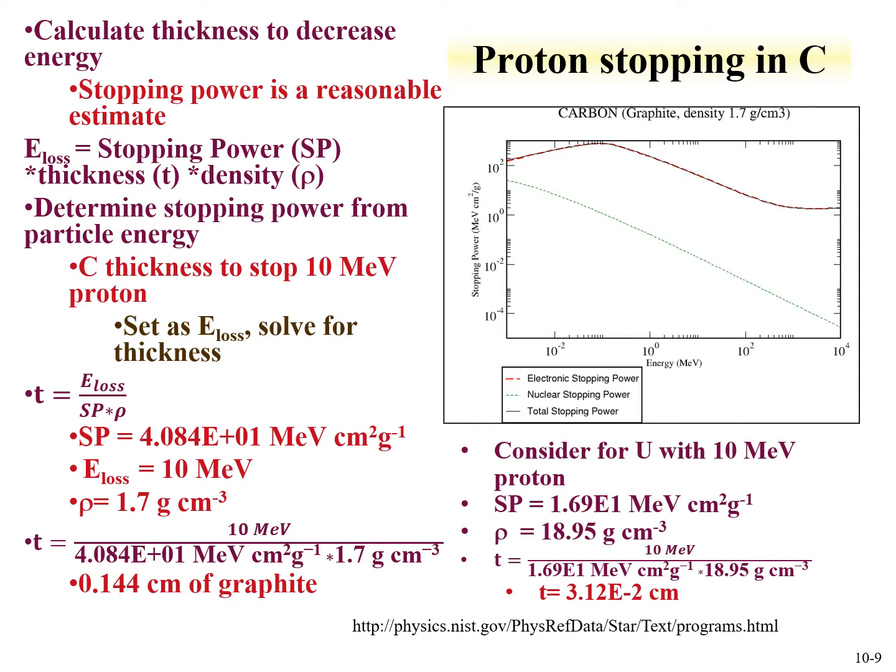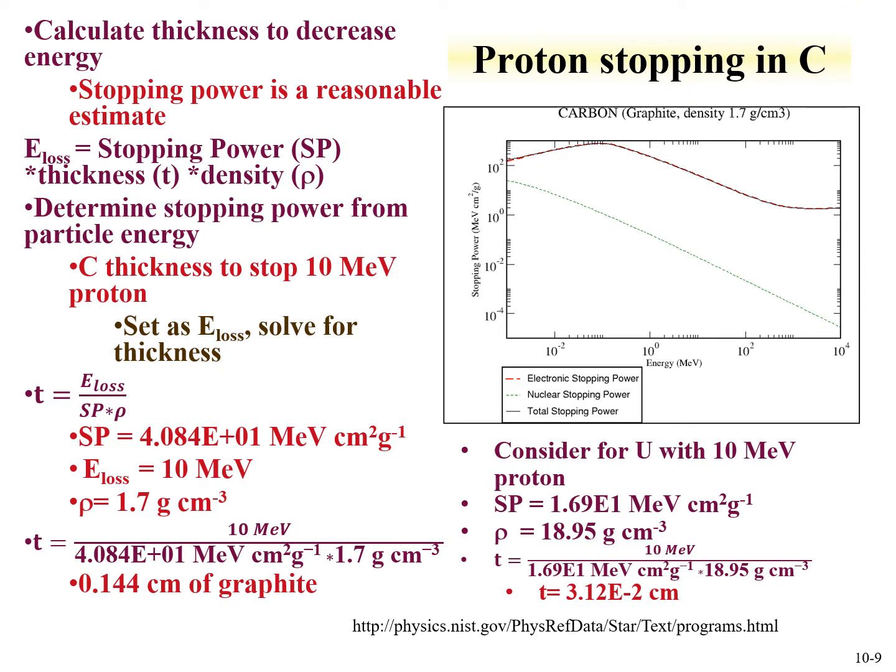So let's set the energy loss and solve for the thickness. We can get data, as shown here. There's a figure that shows the stopping power as a function of energy of a proton in graphite. The graphite density is shown here. There's electronic, nuclear, and total stopping power. We'll just be interested in the total stopping power. This web page is from the NIST site. You can look at stopping power of protons in all sorts of materials. You can have the same thing with alpha particles and electrons in all sorts of materials.